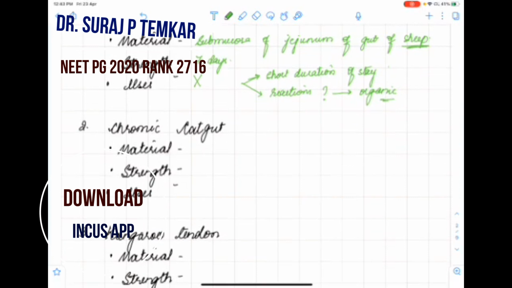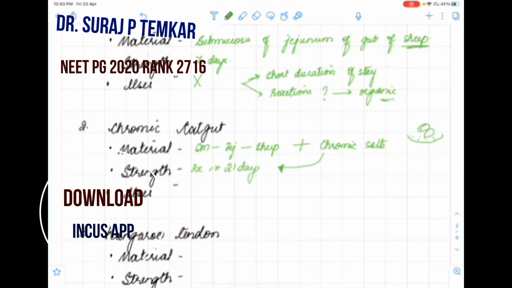Next is chromic catgut. It is the same, that is from the submucosa of jejunum of sheep gut, but here it is along with chromic salts. The material is dipped in chromic salts. So it is soaked in chromic salts. Why is it soaked in chromic salts? Because it increases the preservative action, helps in increasing the duration of stay in the body. That increases the strength of the chromic catgut, and it increases by 3 times, that is 21 days.